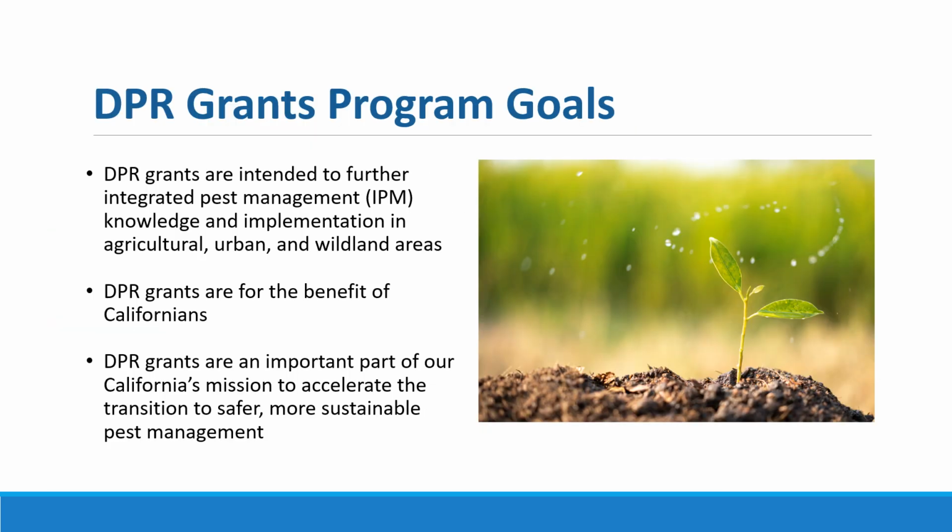DPR's grants program has a number of goals. First and foremost, DPR grants are intended to further integrated pest management knowledge and implementation in agricultural, urban, and wildland areas. DPR grants are for the benefit of Californians. This is an important facet to remember as you develop your proposal application. And grants are an important part of California's mission to accelerate the transition to safer, more sustainable pest management. For more information on this process, you're encouraged to review the Sustainable Pest Management Roadmap.